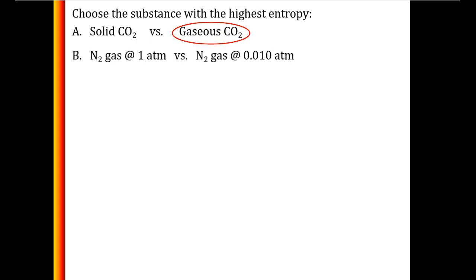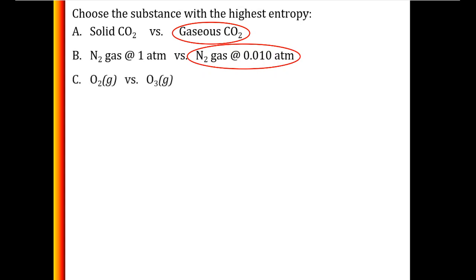Okay, next one. We have nitrogen gas at 1 atmosphere versus nitrogen gas at 0.01 atmosphere. Okay, so it might not be immediately obvious what this question is asking you, but essentially what it's saying is nitrogen at a lower volume and nitrogen at a higher volume. That's not exactly what it's saying, but it's sort of a way to interpret it. So in this case, if we have less pressure, the gas can expand more, have more degrees of freedom. Okay, so therefore, the gas with the lower pressure would have higher entropy.